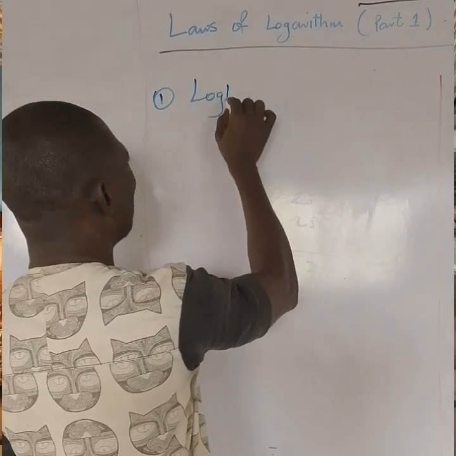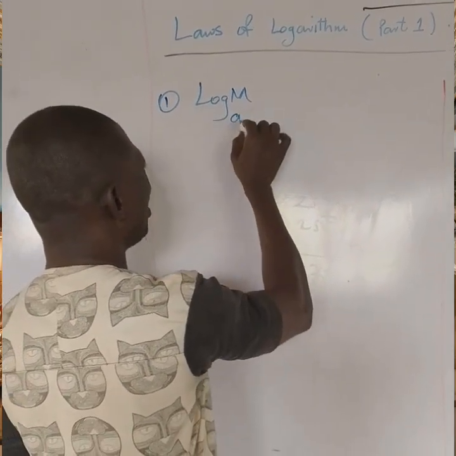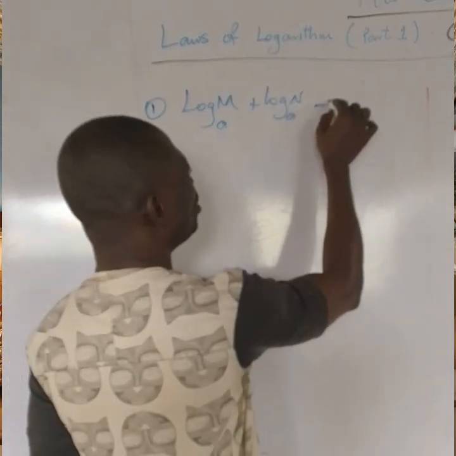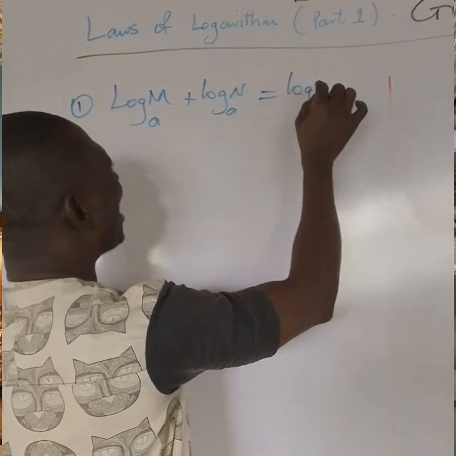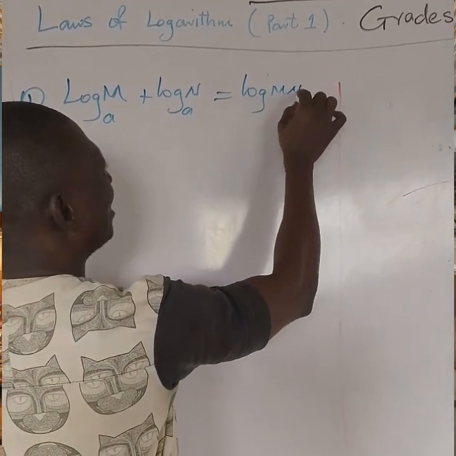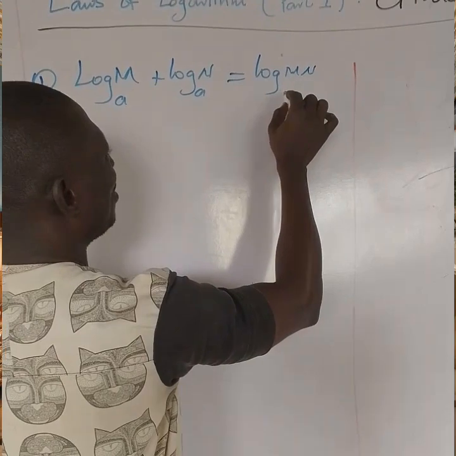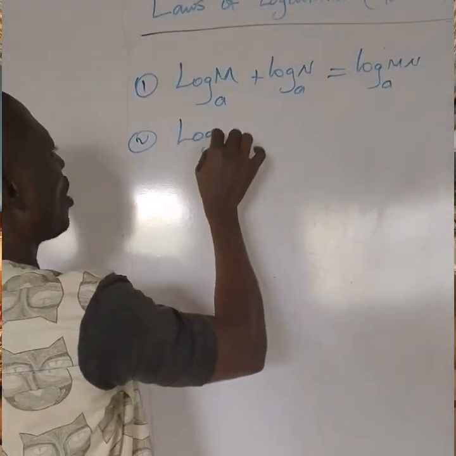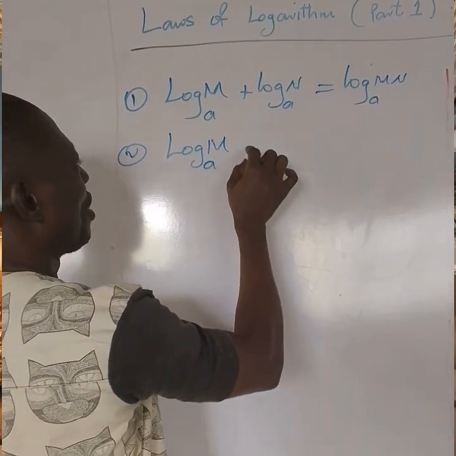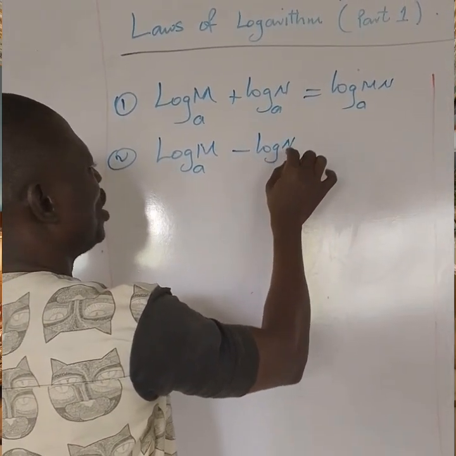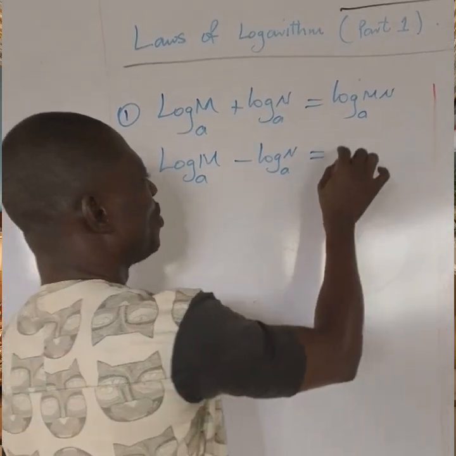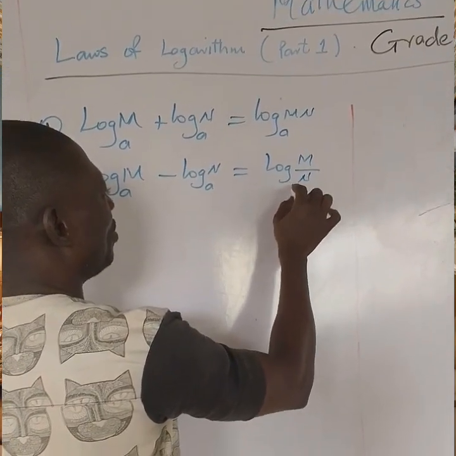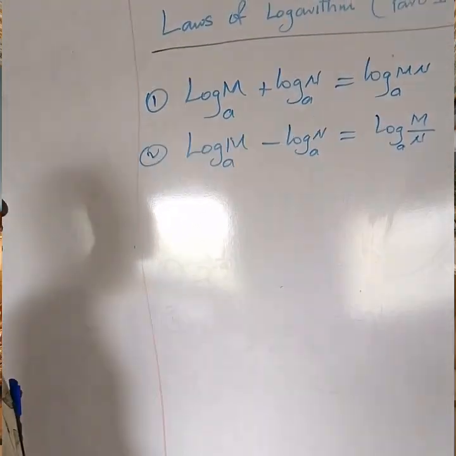Law number 1 is talking about log m in base a plus log n in base a. The law says what you need to do is just to write only one log and write mn. Mn means m times n in the same base a. Number 2, that's log m in base a minus log n in the same base a will give you log m divided by n when you also have them in the same base a.